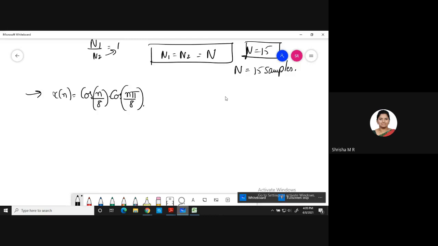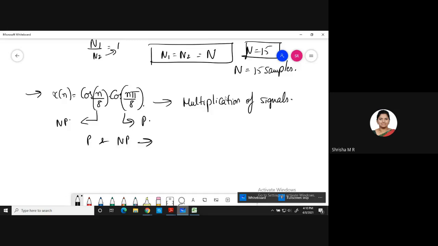Here you have multiplication of signals. So I'll teach you a trick directly. I have told you if your omega is a function of pi, it's periodic. If it's not, it's a function of an integer, then it's non-periodic. So this is a non-periodic signal and this is a periodic signal. So the product of a periodic signal and a non-periodic signal will be a non-periodic signal only.